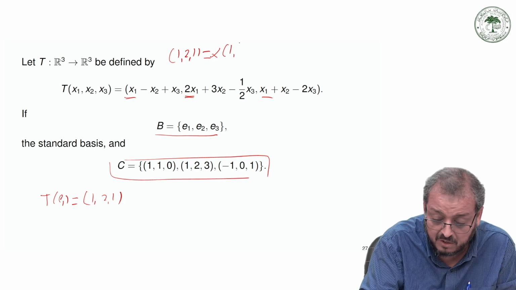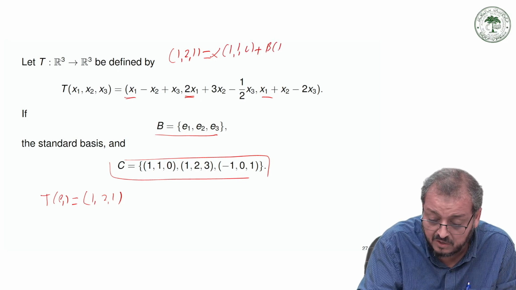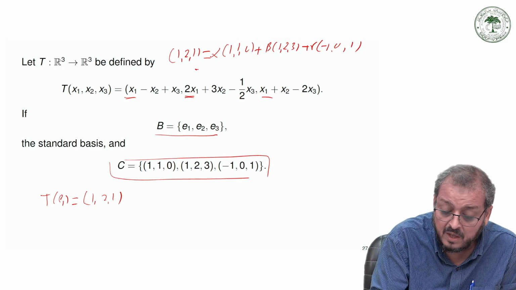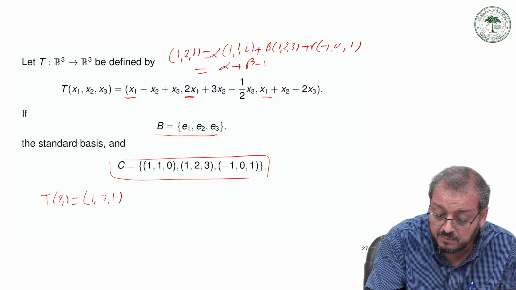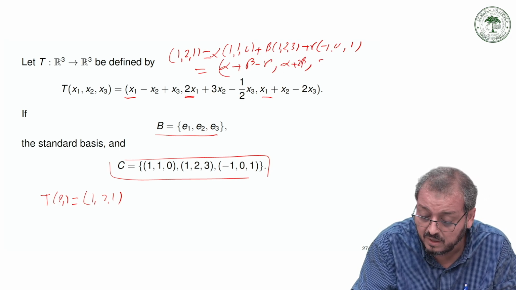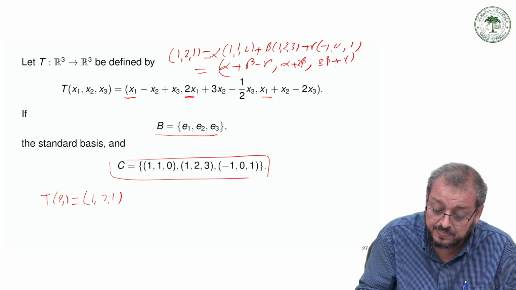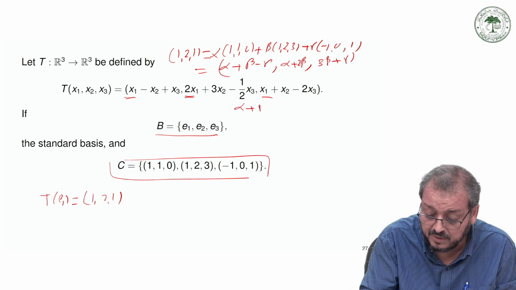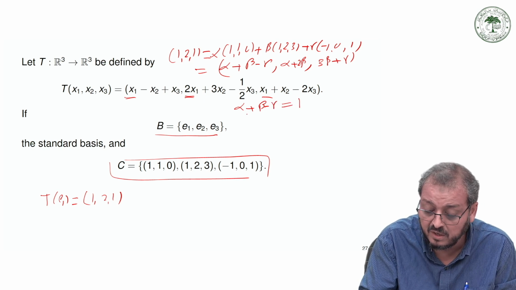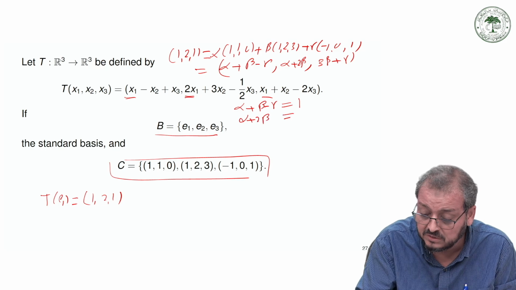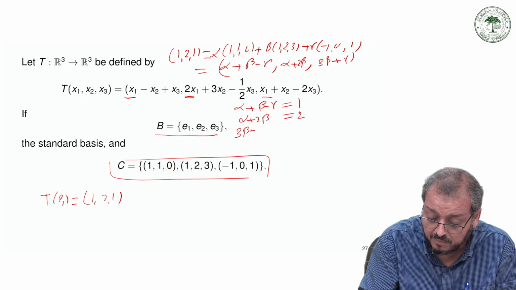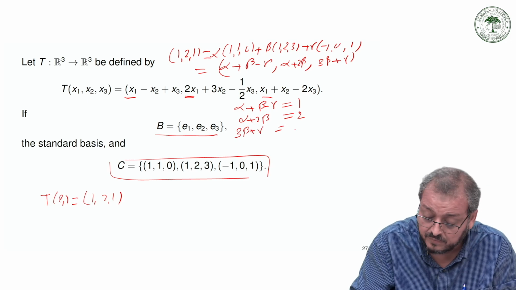So we have to write alpha times (1, 0, 1)... alpha times 1 0 plus beta times 1 2 3 plus gamma times minus 1 0 1, and this gives you alpha plus beta minus gamma, and then you have alpha plus 2 beta, and then you have 3 beta plus gamma. If you simplify it, alpha plus beta minus gamma is equal to 1, and then alpha plus twice beta is equal to 2, and then 3 beta plus gamma is equal to 1.